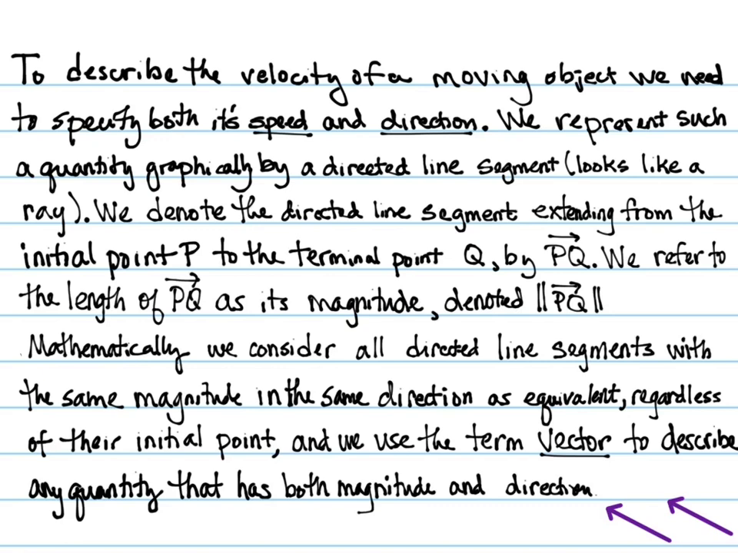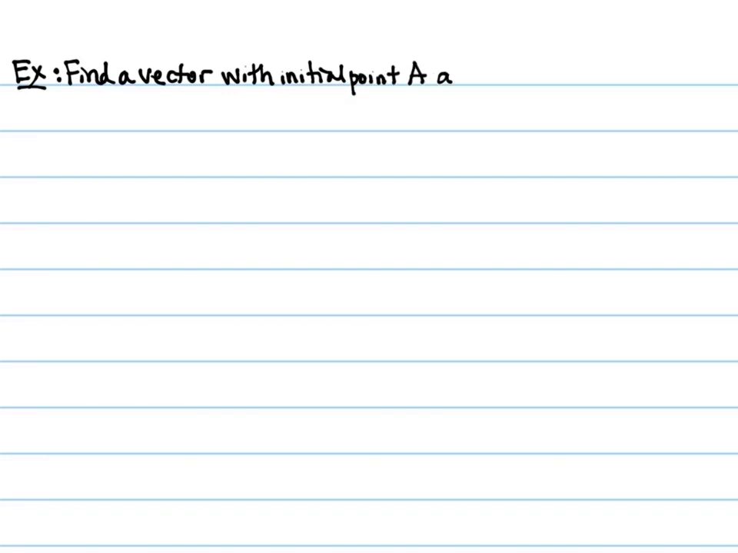All right. So the first thing that we're going to take a look at doing is actually creating a vector given an initial point and a final, or terminal, point. So our directions are just that. We're going to find a vector. Example: with initial point A and terminal point B. And A is going to be (1, 1), and B will be (-2, 4).